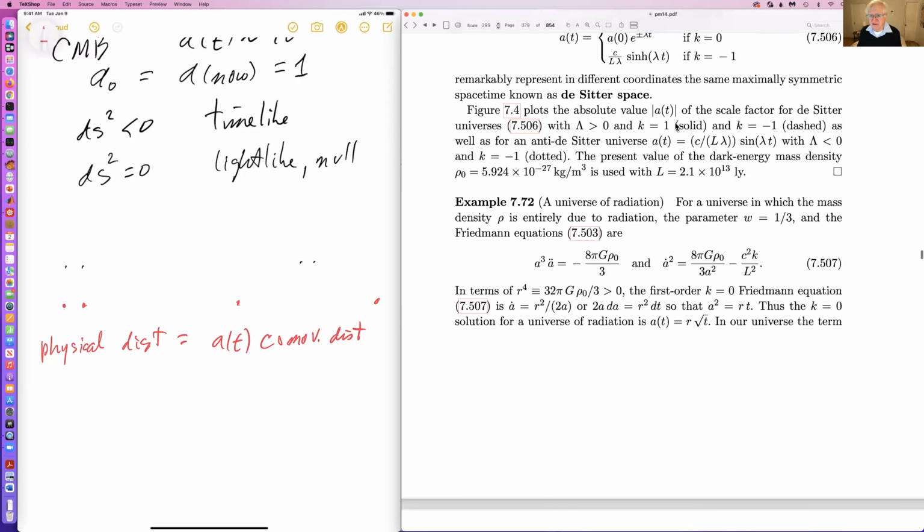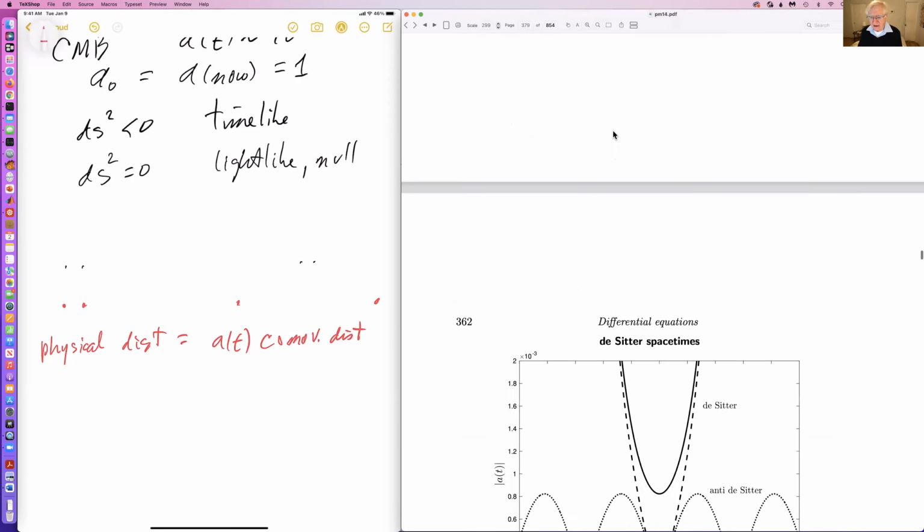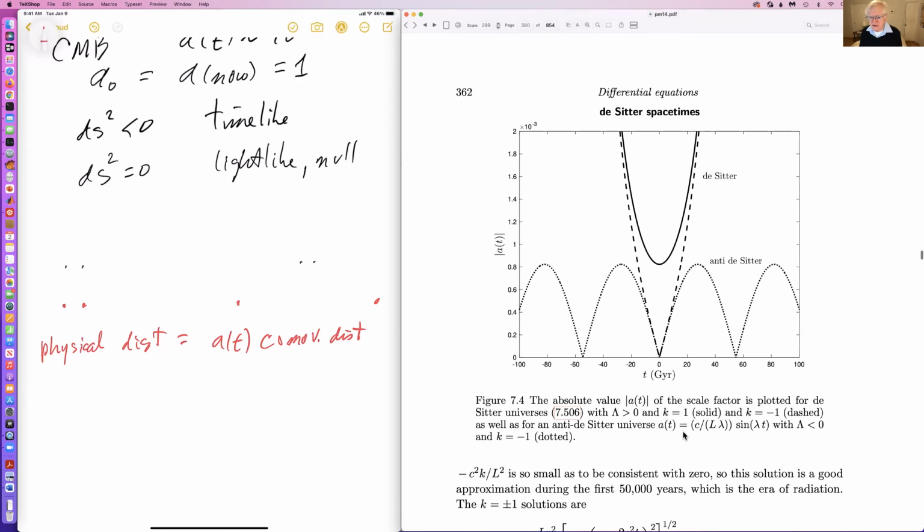Anyway, figure 7.4 plots the absolute value of the scale factor. And so here's the way it looks. This is the absolute value of the scale factor. So the crazy case is anti-de Sitter, and then it just sort of bounces around.